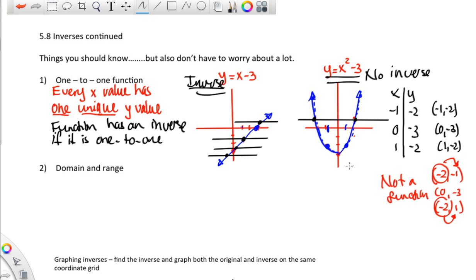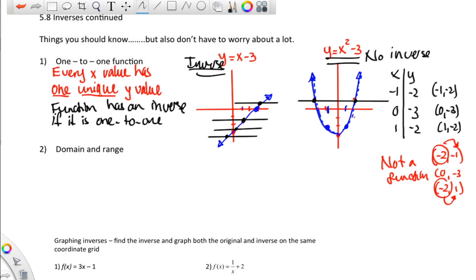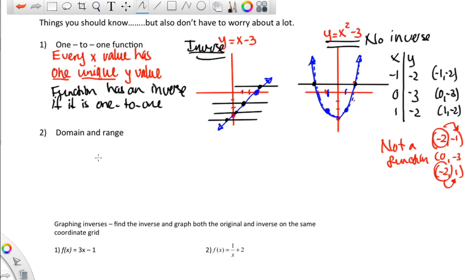I don't deal with this a lot with you guys in terms of problems, but you do have a couple of these on your next problem set, and you need to be able to talk about this a little bit, but mostly informally. All right. So let's look at domain and range for inverses.